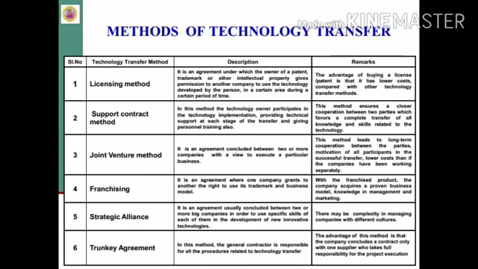In fact, there may be a complexity in managing the companies with different cultures that is taking place in the strategic alliance. Another method of technology transfer is a turnkey agreement. In this method, the general contractor is responsible for all the procedures related to technology transfer. The advantage of this method is that the company concludes a contract only with one supplier who takes full responsibility for the project execution.